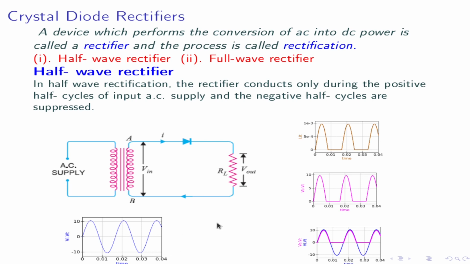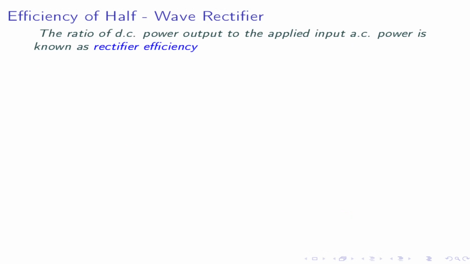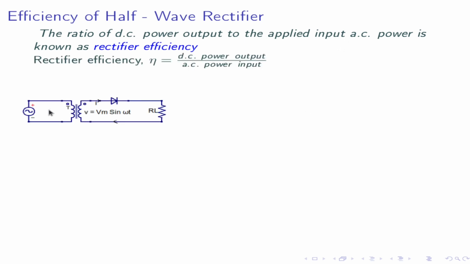Thus, the AC signal is converted to a DC signal, but it contains some AC components. The AC component present in the output is called ripples. The efficiency of a half wave rectifier is the ability of the rectifier to convert the maximum amount of AC signal to DC signal, or it is the ratio of DC power output to the applied input AC power. This is the circuit we use to analyze the efficiency of a half wave rectifier.